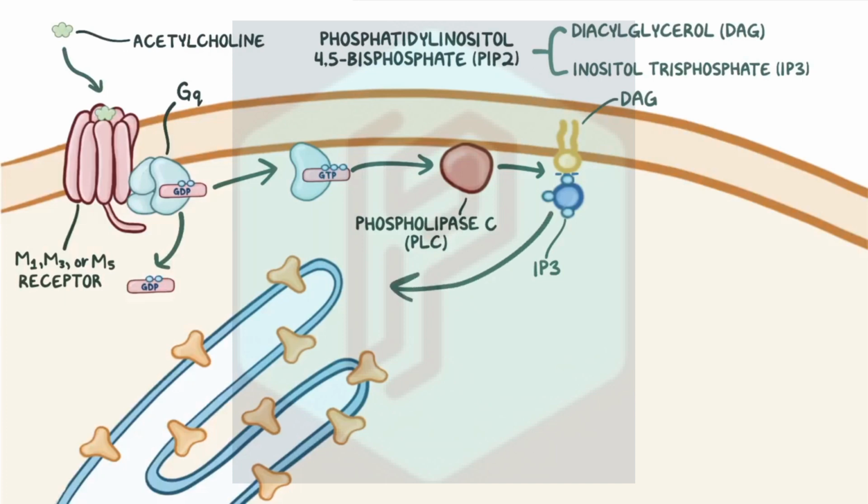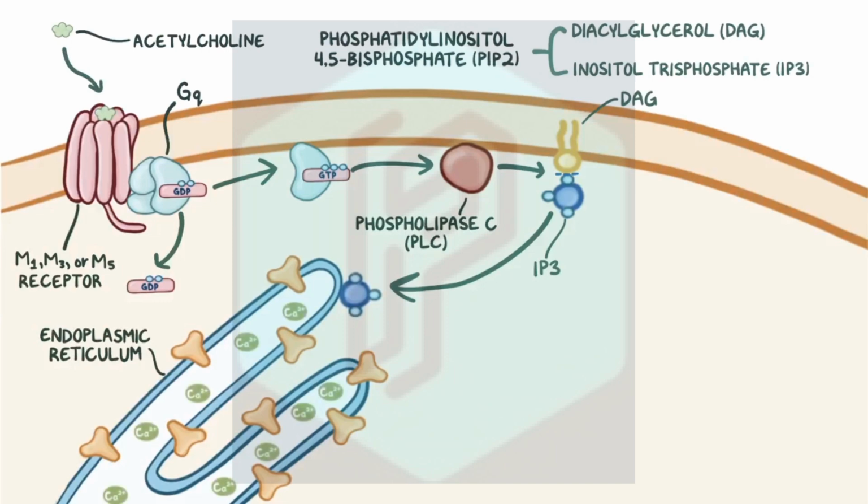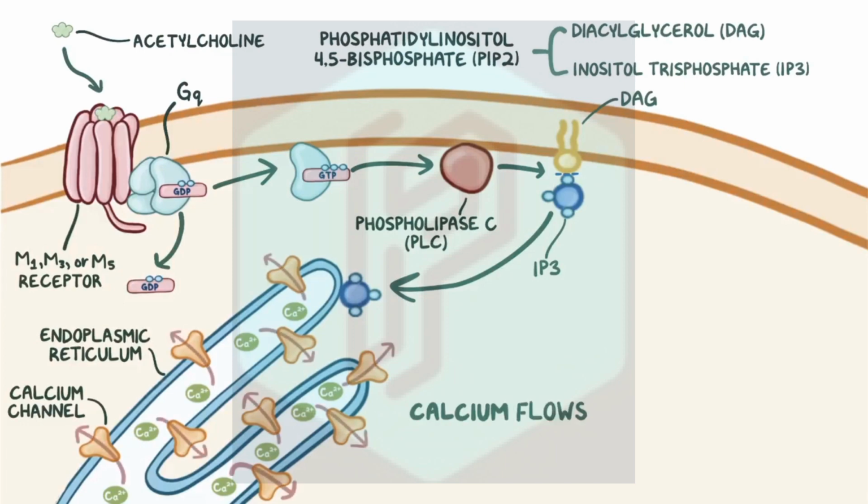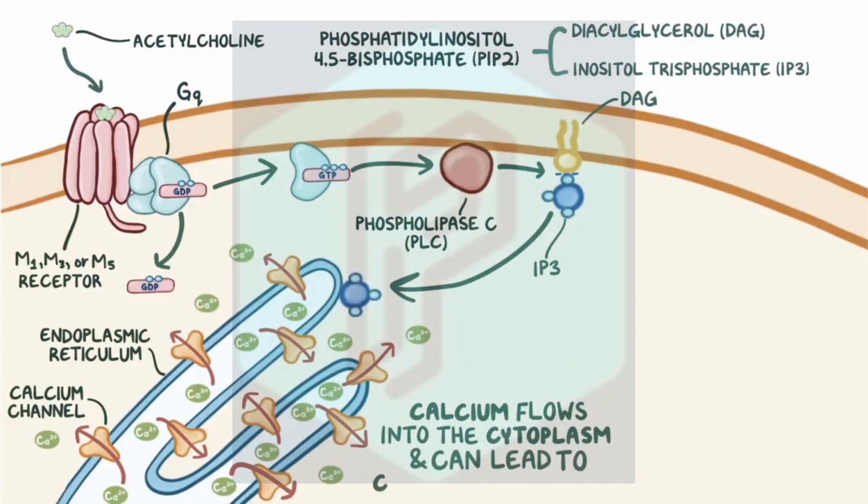IP3 travels through the cytoplasm and it gets to the endoplasmic reticulum membrane, where it opens up calcium channels. Since the calcium concentration is higher in the endoplasmic reticulum than in the cytoplasm, calcium flows out of the endoplasmic reticulum into the cytoplasm. The increased calcium concentration in the cytoplasm can cause the electrical charge in the cell to change, and it can lead to cell depolarization.